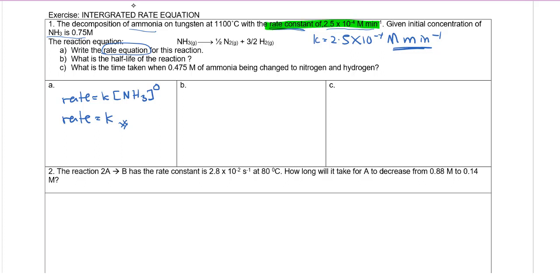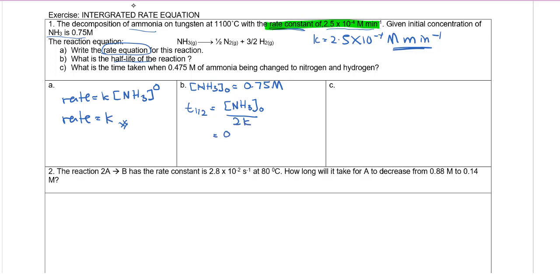Okay, so B, what is the half-life of this reaction? The initial concentration of ammonia is 0.75 molar. So what is the time taken for this concentration to become half? For zero order, the formula for half-life is concentration of NH3. We don't use A anymore, so we substitute A with the correct reactant: initial concentration divided by 2K.